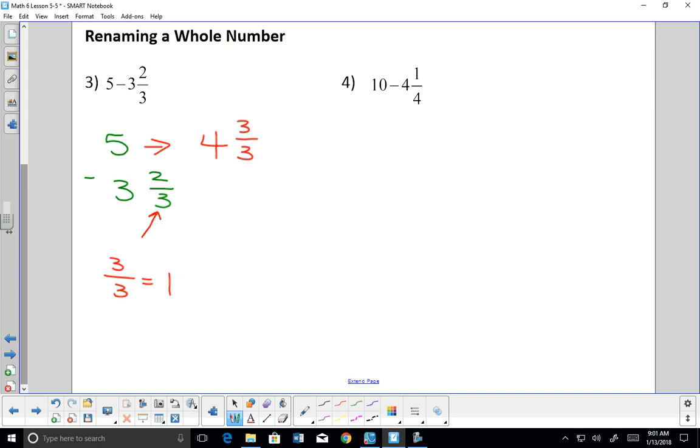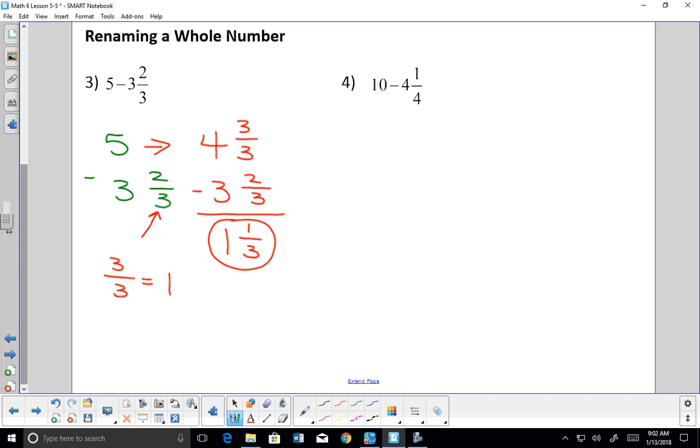So I now have 4 3/3, and I'm going to subtract from that 3 and 2/3. So 4 minus 3 is, I almost said 2, 1. 4 minus 3 is 1, and 3 minus 2 is 1. So 5 minus 3 and 2/3 is 1 and 1/3. Let's look at our next problem.